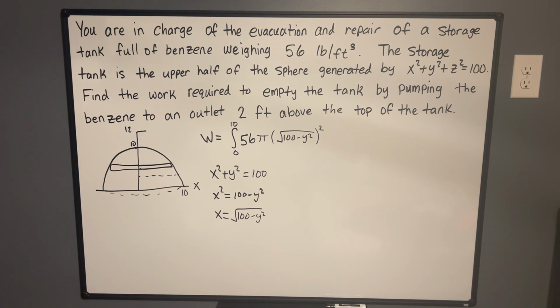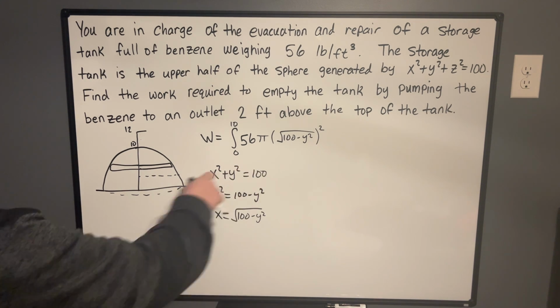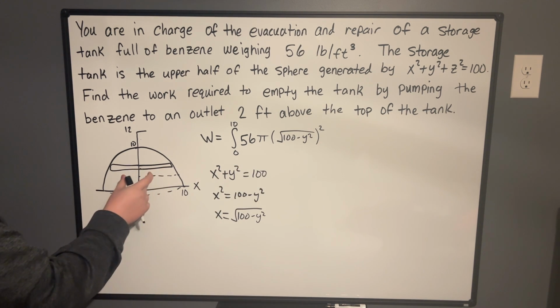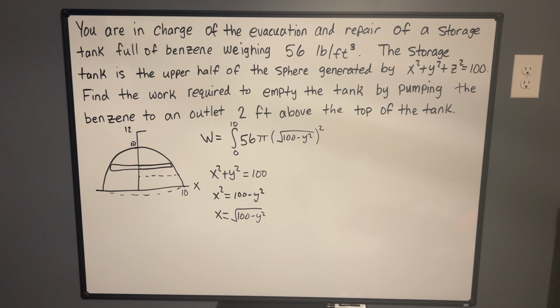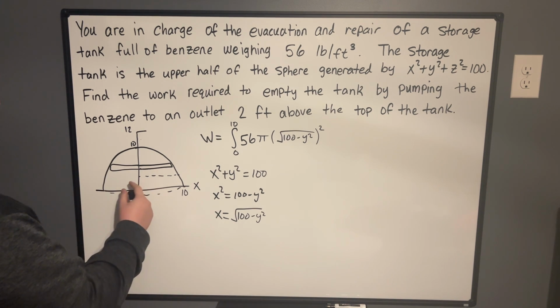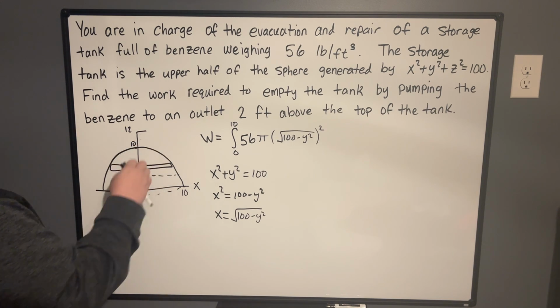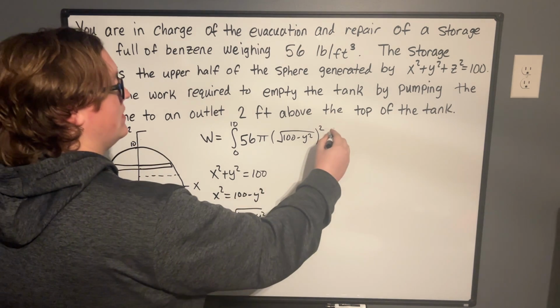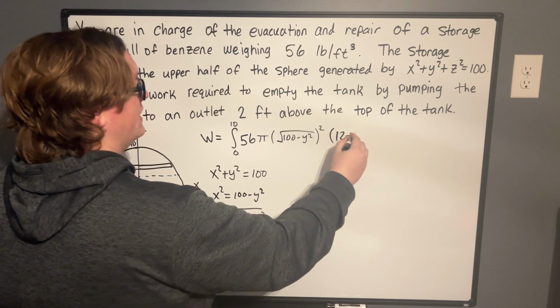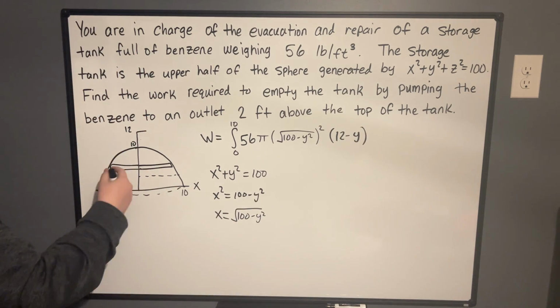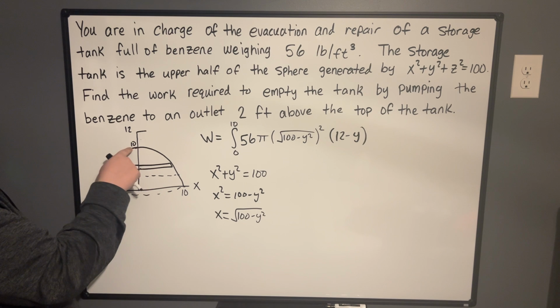And so now what we have is the weight essentially of each one of these slices that we take. So now that we have that, the only other thing that's going to matter for this work is how high are we actually lifting this benzene, right? It's coming from wherever we are here, pumping out, and it's going all the way up to 12. So the height is actually going to be 12 minus whatever the y value is, right? The height that it has to be lifted, because it's going to start from the top.